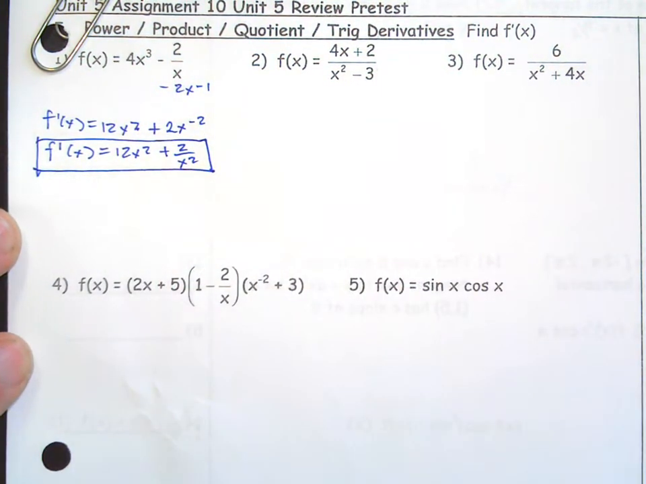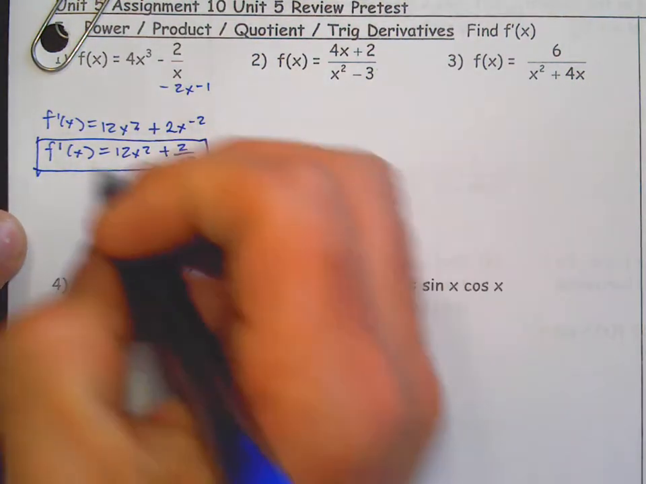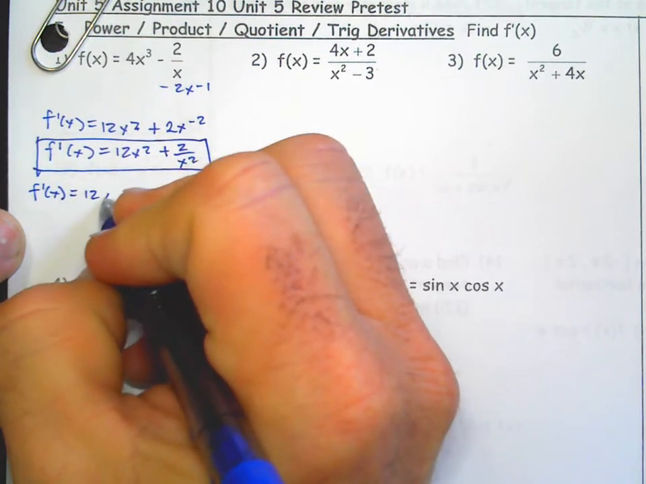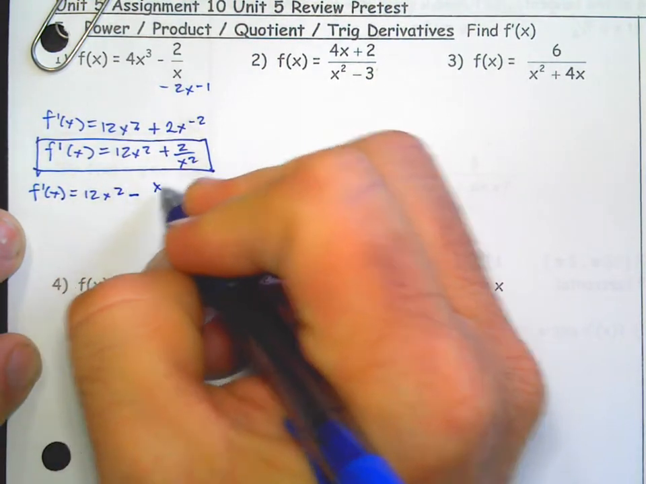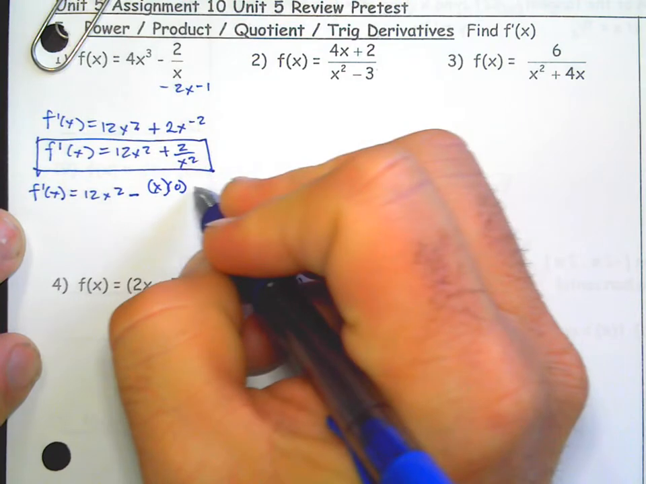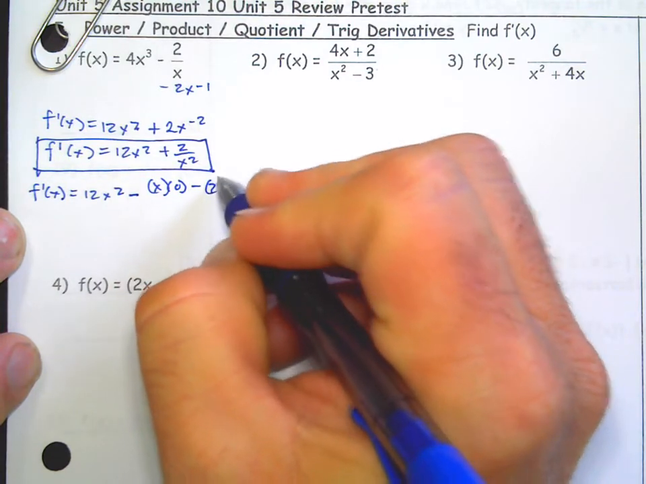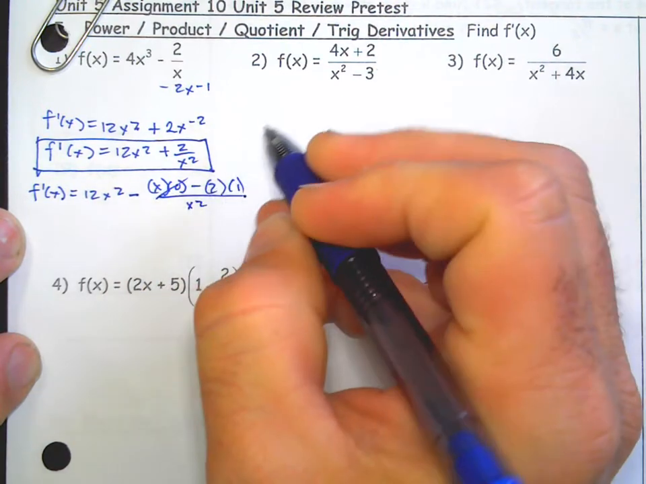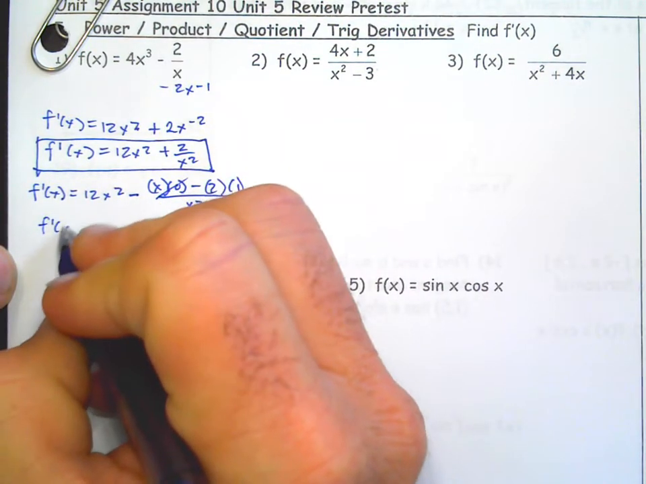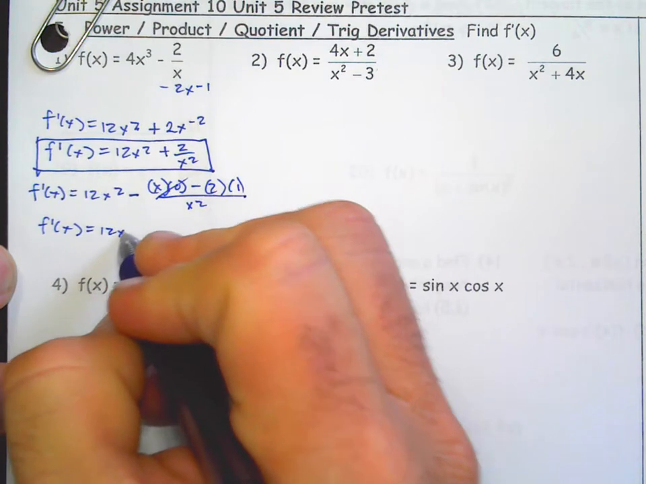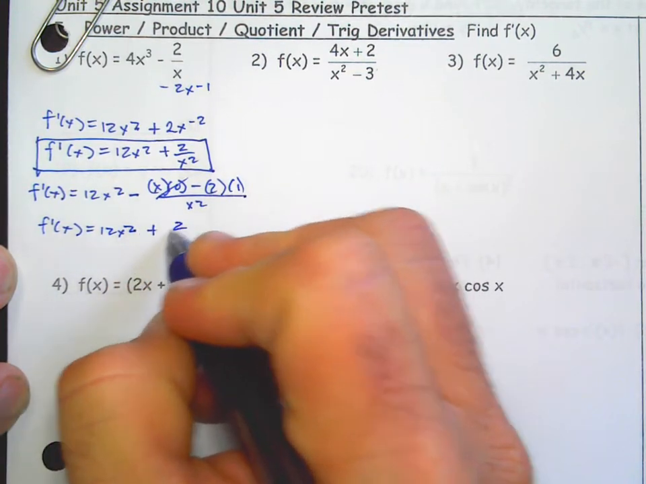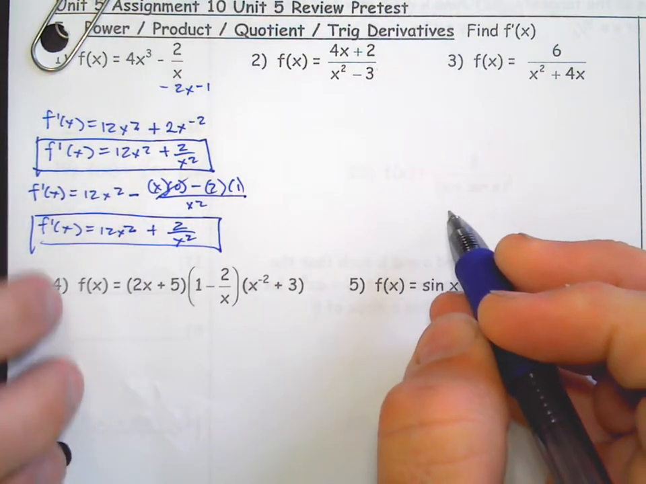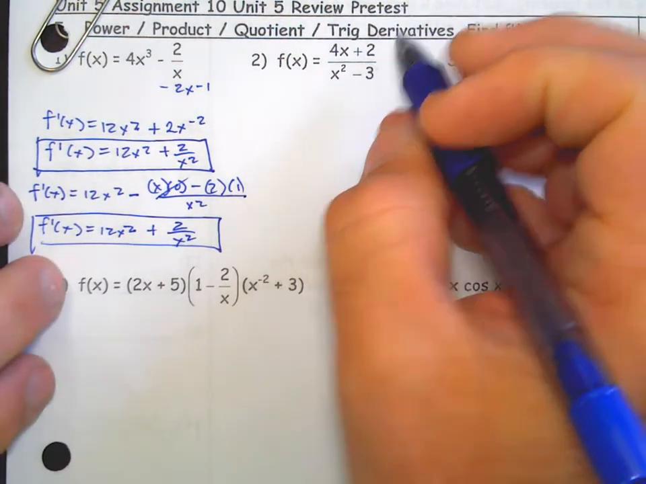Now, you could have done quotient rule for that second part if you want. I guess I could show that. You get 12x squared minus low d high minus high d low all over low squared. That goes away. 12x squared plus 2 over x squared, same answer. So, up to you. Next one, I think I'm doing quotient rule on this one.